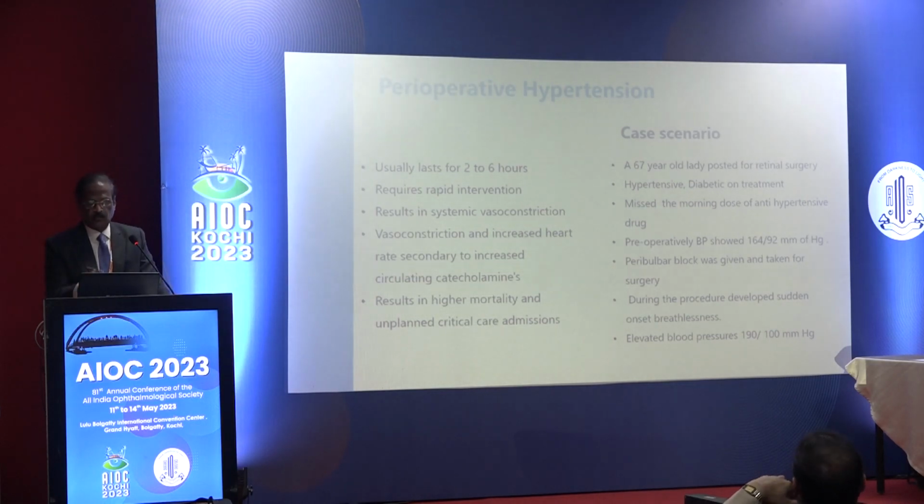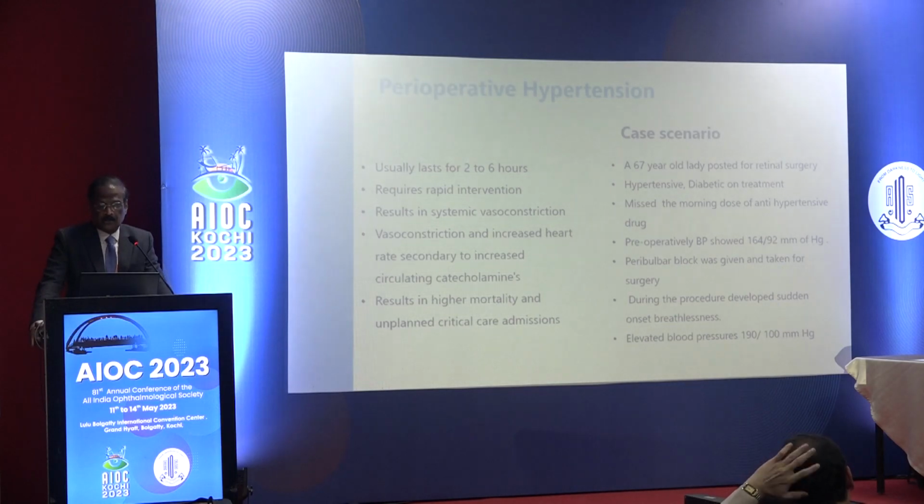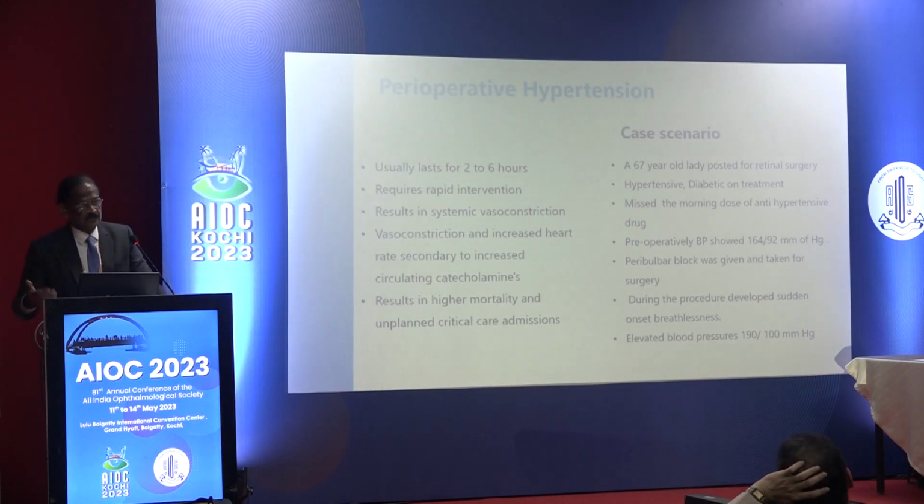Here I have put a case scenario, because this is the scenario which happens regularly in our institute. A 67-year-old lady posted for retinal surgery, hypertensive, diabetic, on treatment, missed the morning dose of antihypertensive drug. Pre-operatively, BP shows 164 by 92, which is a little bit on the higher side, but still the surgeon wanted to do the surgery. A peribulbar block was given, and during the procedure she developed sudden onset of breathlessness.